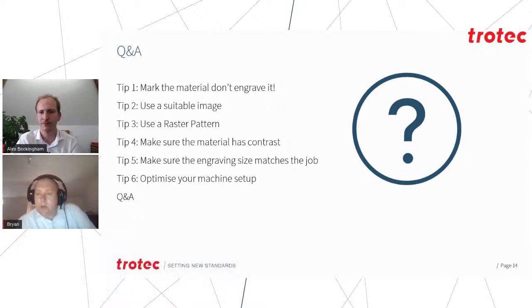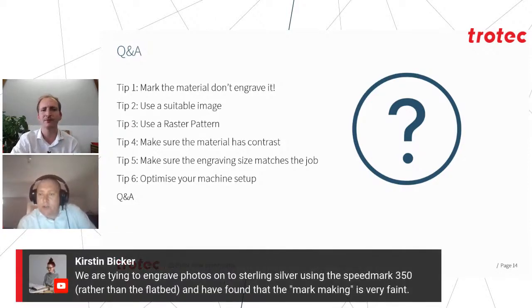Okay, we've got a question from Kirsten Bicker. We're trying to engrave photos on sterling silver using a speed marker rather than a flatbed, and we found that the mark making is very faint. Not a massive surprise, because it's not a high-contrast substrate. We don't use sterling silver a huge amount, but it's not like you make it go black, so you don't get a black image on a silver background. So it will always likely be fairly faint.